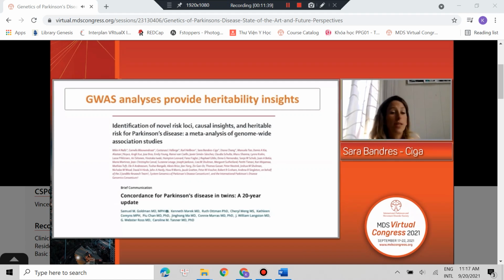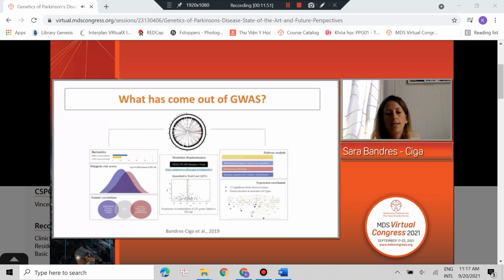And this means that, of course, there is a lot more to be uncovered. We usually refer to this as missing heritability. And what has come out of GWAS? Well, I would say plenty of valuable information, mostly from conducting post-GWAS analysis on this data. We have learned that there is up to a 6-fold increase in Parkinson's disease risk in those individuals carrying the highest burden of risk, including the 90 risk variants from the last meta-analysis.